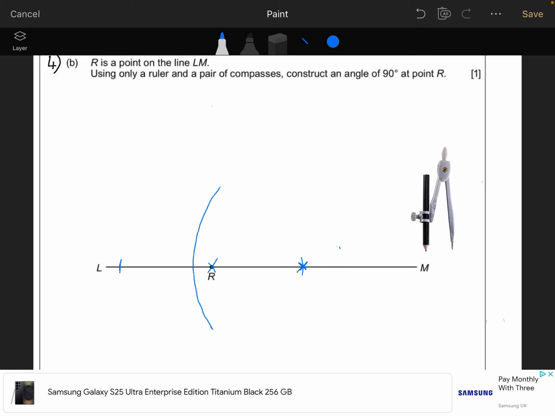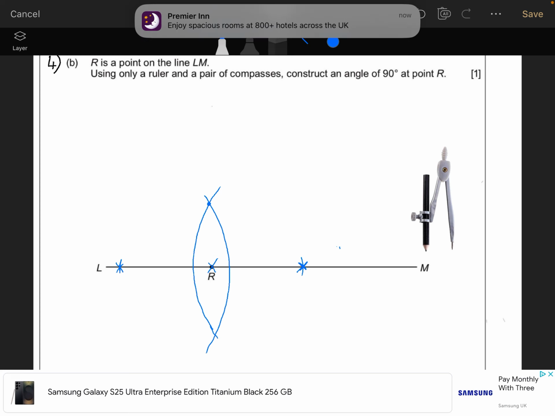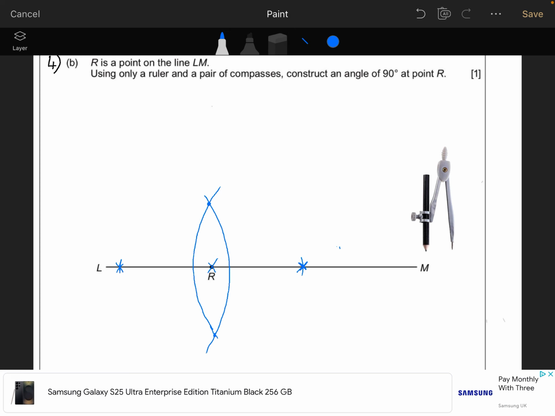Then I'm going to not change the size of that compass, and I'm going to take it to the other end at L, and draw a similar arc. It's going to come round something like this. I haven't stretched this one far enough, so it should go like that. They should cross. I'm going to get my ruler and draw from this point to this point. So I'm going to draw a line going down like that, right the way through, and that should be a 90-degree angle, a perpendicular to LM.